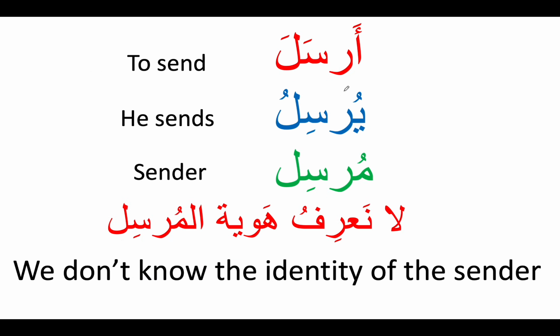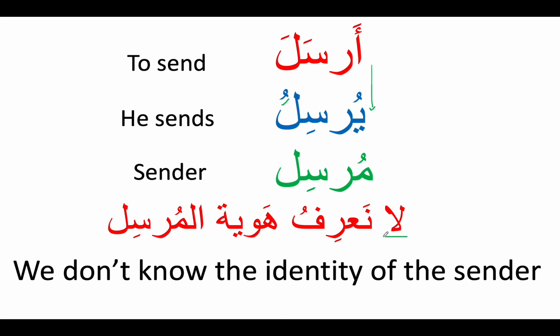Another verb that we can look at is the verb in form 4, أرسل, which means to send. So then we need to put our verb into the present tense. يرسل, he sends. And then from there, to form the ism fa'il, very straightforward, we replace the ya with a meme and get rid of the dhamma. And it becomes مرسل, the one that sends, or the sender. لا نعرف هوية المرسل. We don't know the identity of the sender.